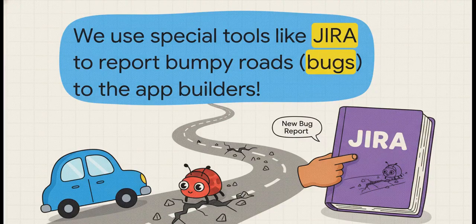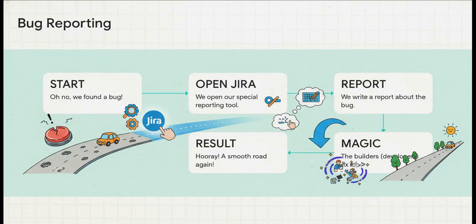Now, when we find one of those bumpy roads, a bug, we need a way to report it so the builders can fix it. Testers use special computer tools for this, and a really popular one is called Jira. It's like a logbook where we can write down exactly where the bumpy road is and what it feels like. And here's how that works in real life.